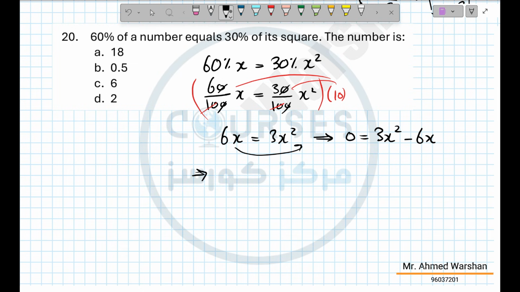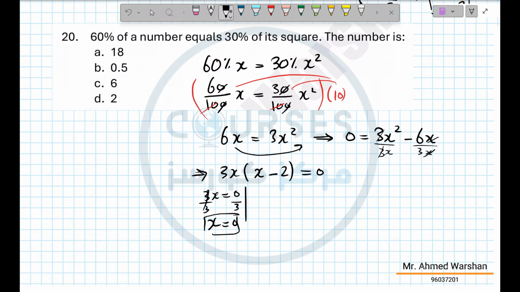So if you take 3x as a common factor, it's like you're dividing these by 3x. So 3 divided by 3, it cancels. x squared divided by x is x. Minus 6 divided by 3 is 2. And x divided by x, it cancels. So all of this is equal to 0. So here it means 3x is equal to 0. Divided by 3, so x is equal to 0. And x is equal to 2. So clearly the answer is 2, which is D.